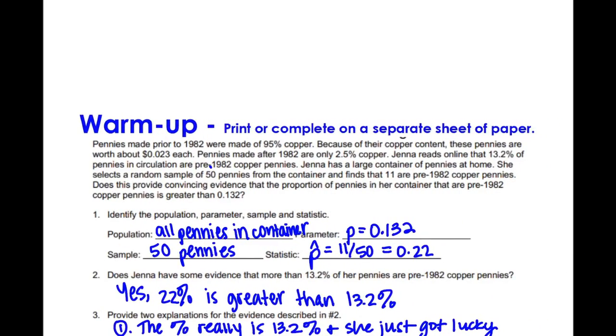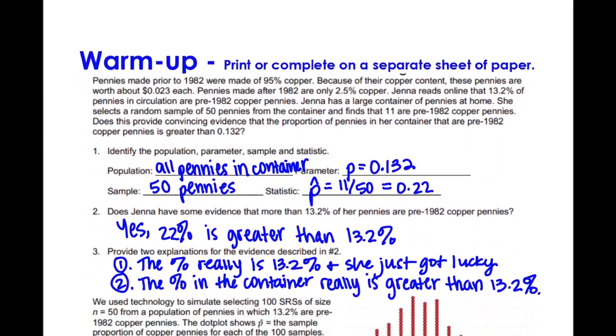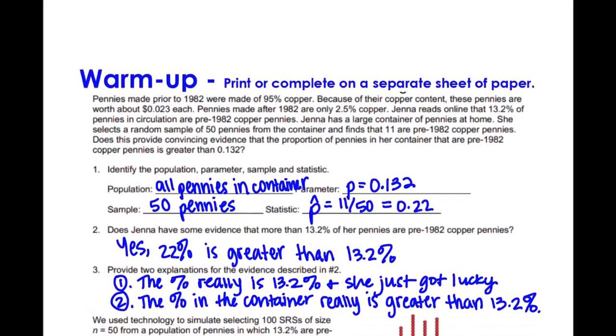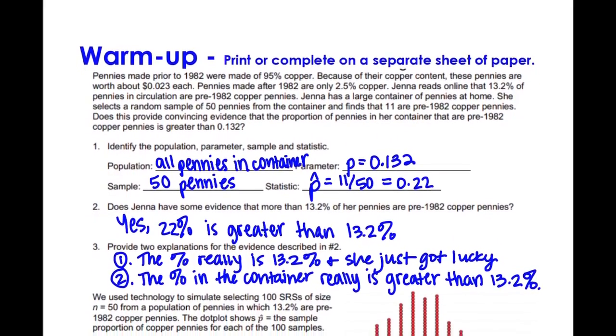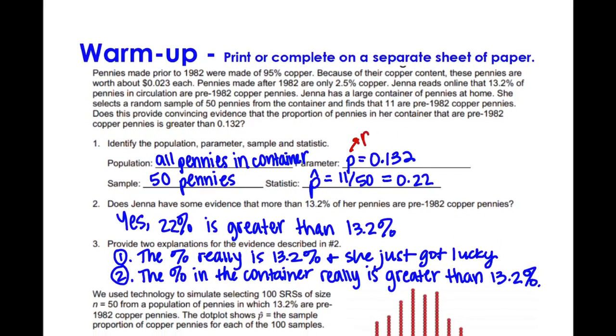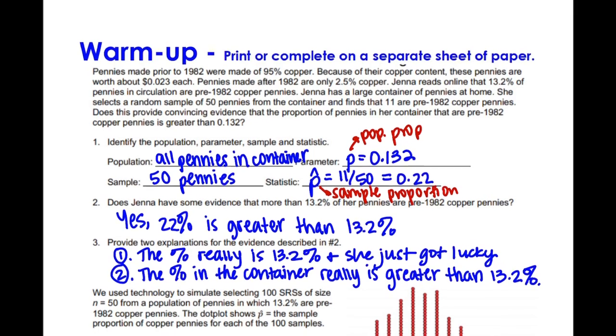So in Unit 5, we spent a lot of time talking about population, parameter, sample, and statistic. So hopefully you were able to identify that. And the symbols are really important. Remember, P for population proportion, and then P hat for sample proportion. And then this warm-up just kind of reminds you of some of the stuff we learned before.